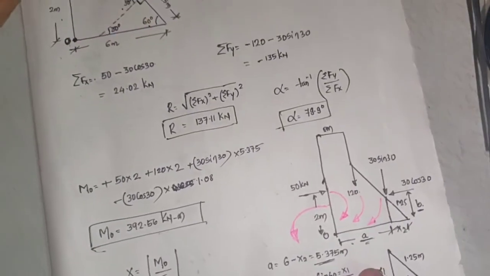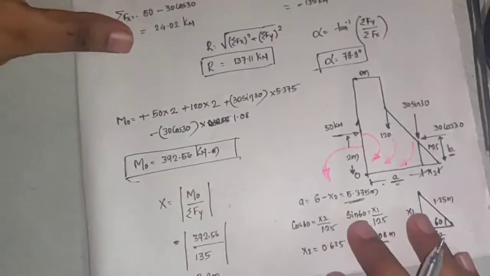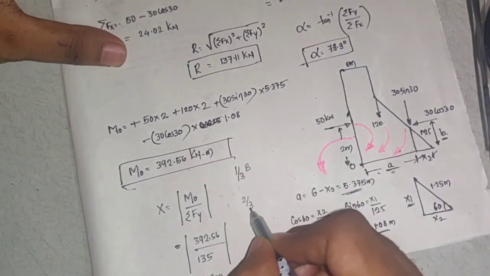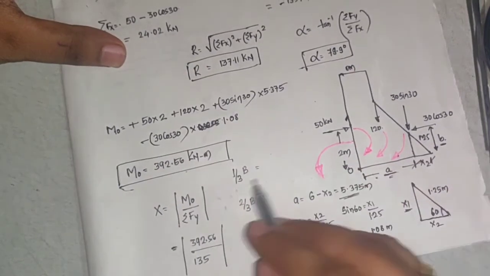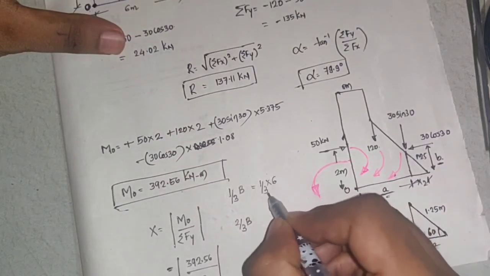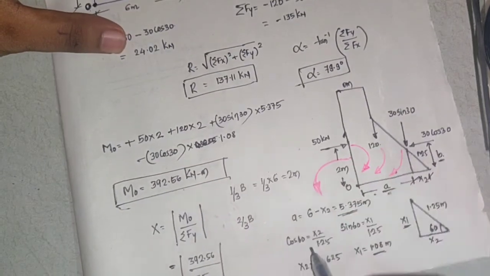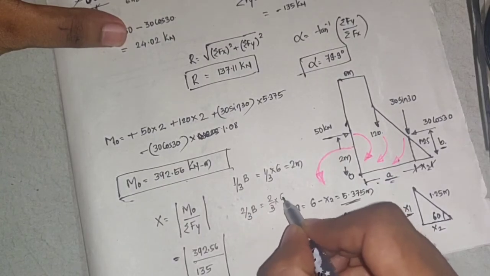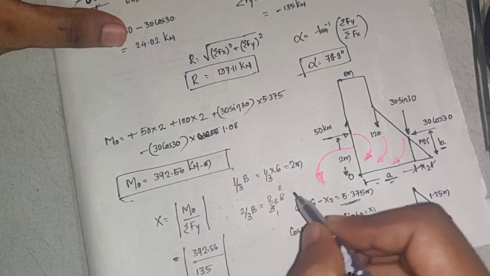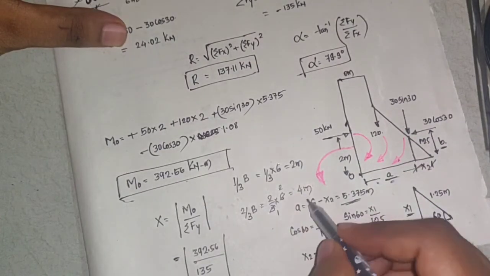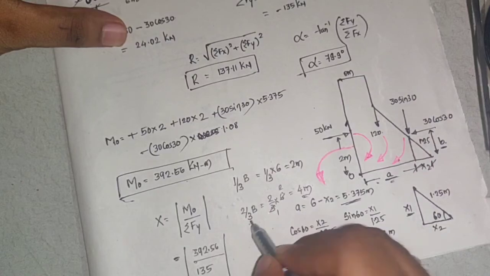But to satisfy the condition of whether the dam is safe, what I should check is 1/3 of B and 2/3 of B. So 1/3 of B is 1/3 into 6, which is 2 meters. And 2/3 of 6 is 2/3 into 6, which is 4 meters. Now we know 1/3 of B and 2/3 of B.